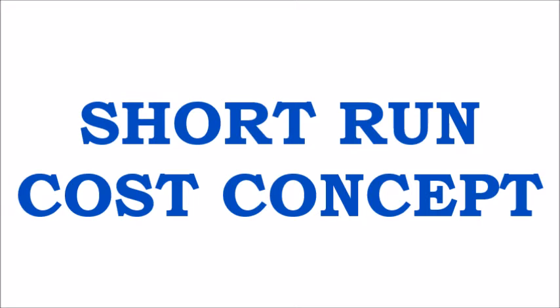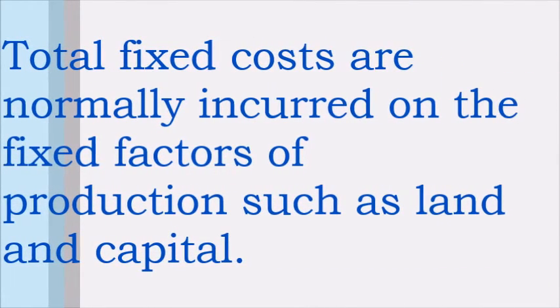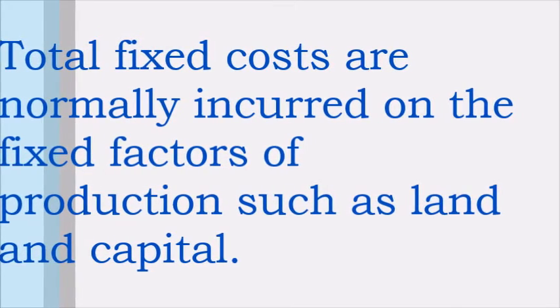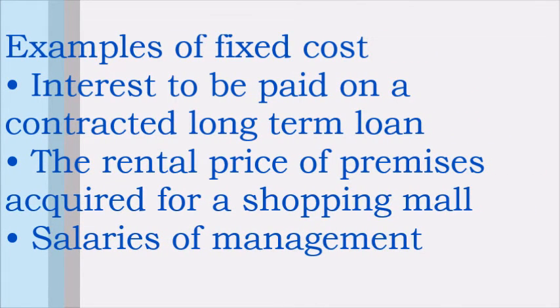Now let's come to short run cost concepts. Total fixed costs. They are costs which do not change as output levels change. Total fixed costs are normally incurred on the fixed factors of production, such as land and capital. Examples of fixed costs include interest to be paid on a contracted long-term loan. Such interest is normally fixed for the duration of the loan. The rental price of premises acquired for a shopping mall can be fixed. Such costs are to be paid whether the firm makes profit or loss.